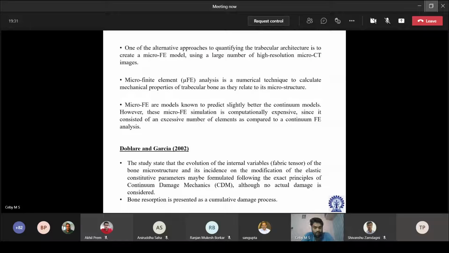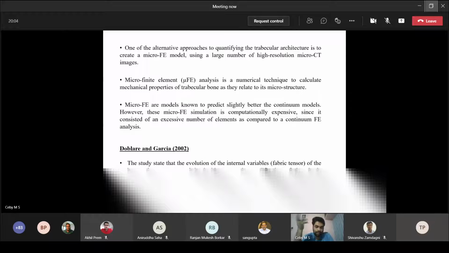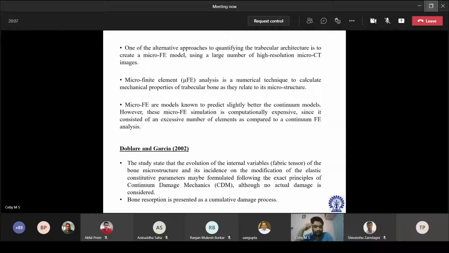So they have used the principles of continuum damage mechanics to tackle this anisotropic character of bone trabeculae. And as you know, continuum damage mechanics involves damage and repair. That's the basic principle of continuum damage mechanics. So bone resorption can be considered as a cumulative damage process, and bone apposition is considered as the repair process. For going into more detail on this research, you will have to refer to this particular paper, but due to time constraints I can't.